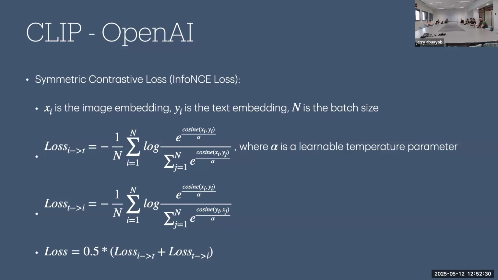And the alpha over here, you might be wondering what alpha does. What is this hyperparameter for? It controls the sharpness of the softmax.